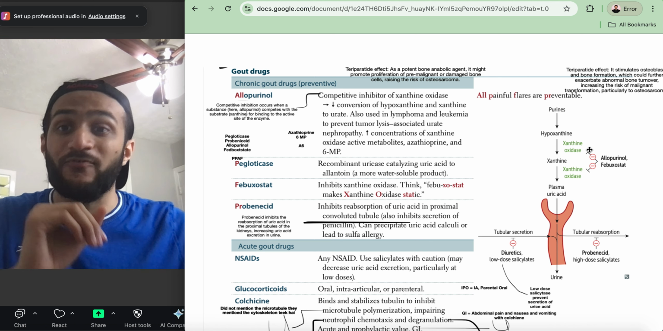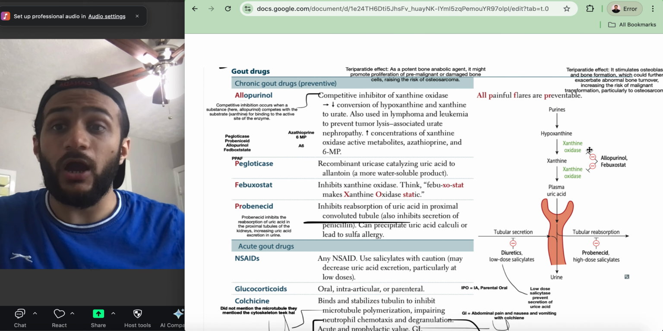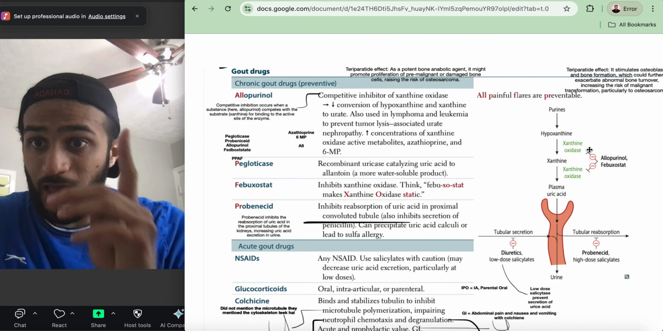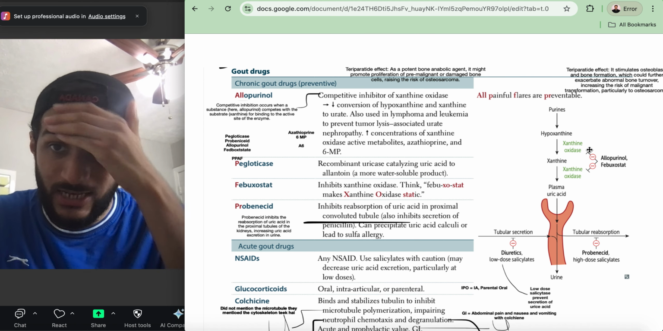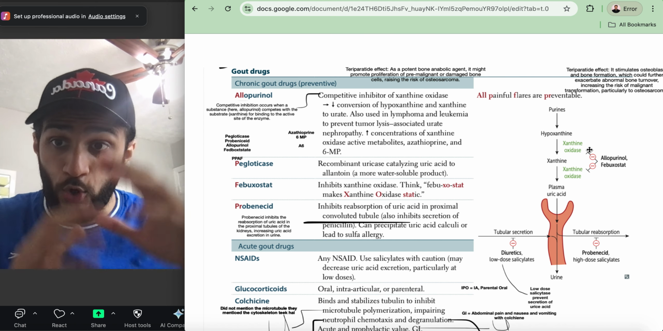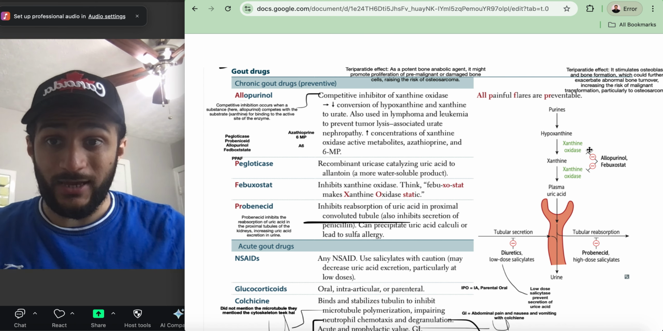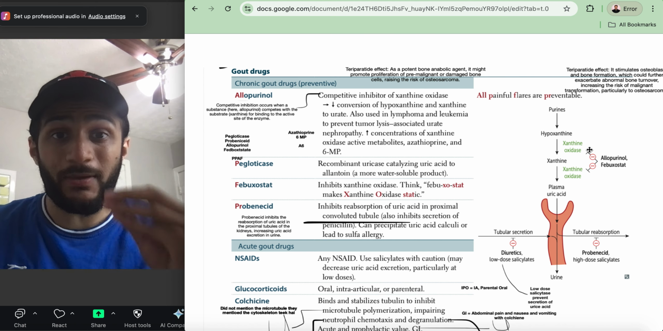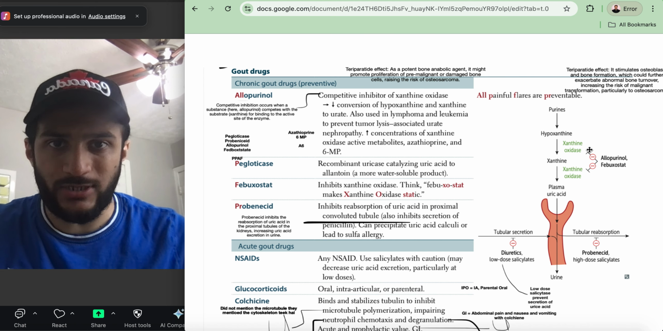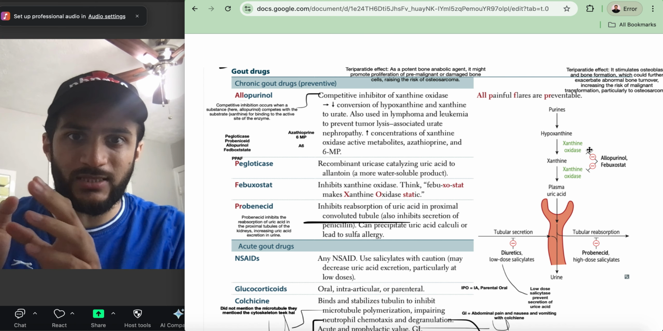And then which drugs prevent the reabsorption? That's going to be our probenecid, and high dose salicylates, which we're going to be speaking about in a good amount of detail coming soon. All right, guys. So allopurinol is essentially a competitive inhibitor of xanthine oxidase, decreasing the conversion of hypoxanthine into xanthine to urate.